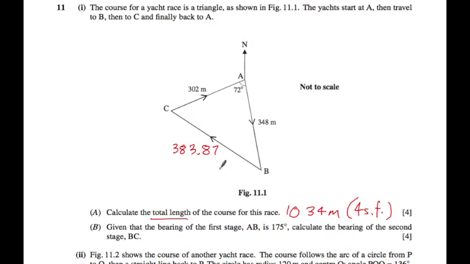Right, so given that the bearing of the first stage AB is 175 degrees, so they're saying this angle here is 175 degrees. Calculate the bearing of the second stage BC. So if we draw a north line on BC, we know this whole angle going round to here is the bearing they're looking for. That's the bearing going from B to C.